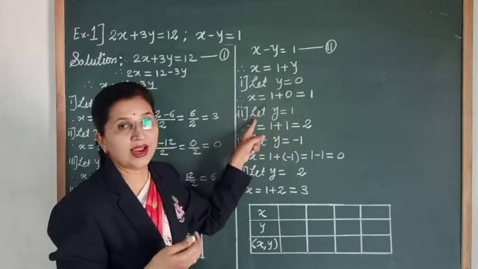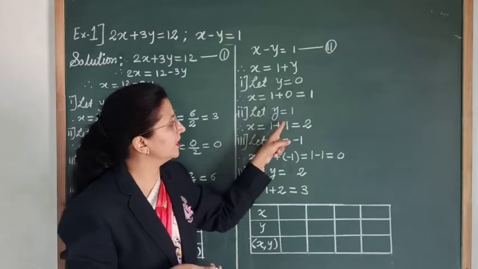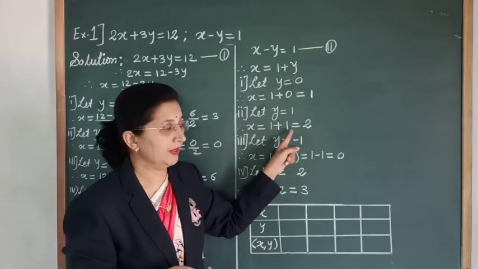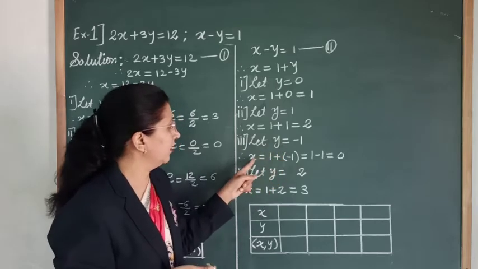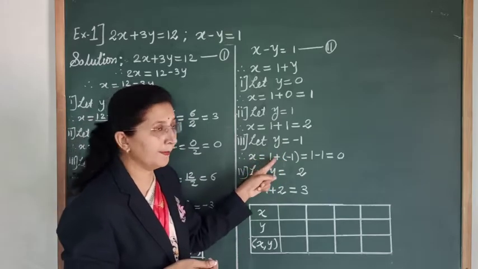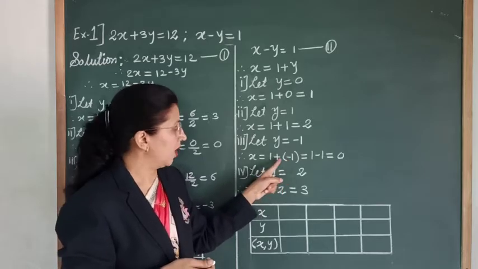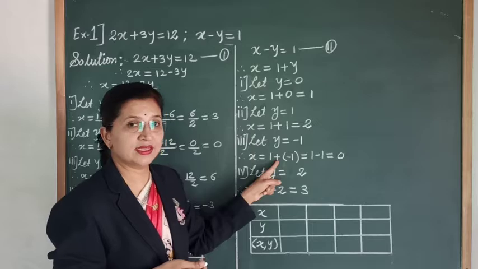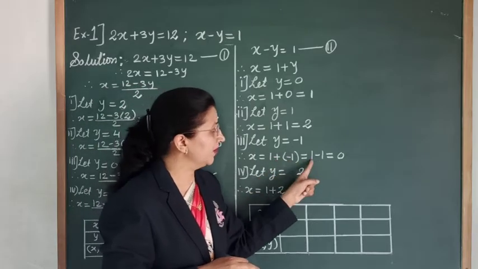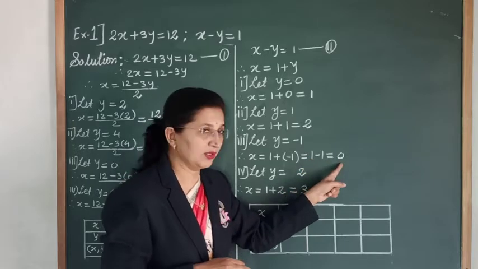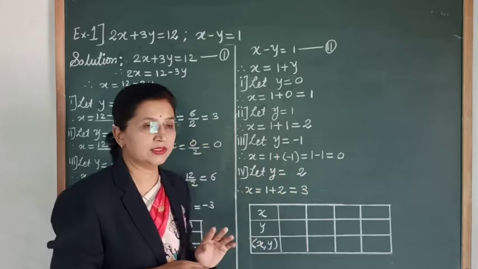Then let's take y as 1, second one. So x is equal to 1 plus 1, that is 2. Then y is equal to negative 1. Then x is equal to 1 plus the value of y, negative 1. Okay, outside the bracket a positive sign is there, so the bracket sign will not change. So it will be negative, that is 1 minus 1, 0. So when we took y as negative 1, we got x as 0.